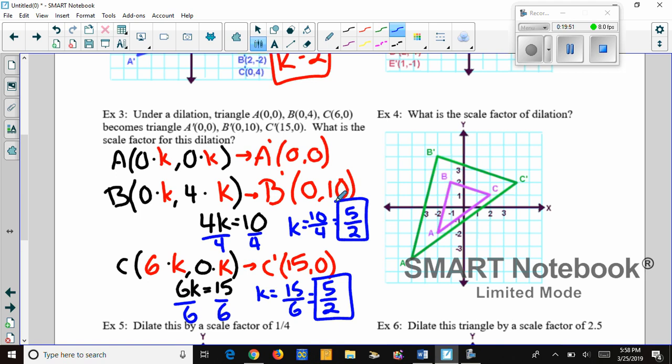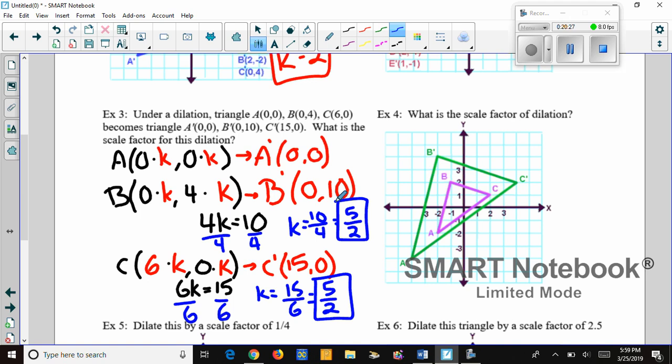Just wanted to take the chance to show you that if you check all the points, it should come out to the same scale factor. So you should only have to test this with one set of image and pre-image ordered pairs. Let's check that out in number 4. Now in example 4, we're not given any of the ordered pairs. So it might be helpful to first go to the graph and identify our ordered pairs to help us out.